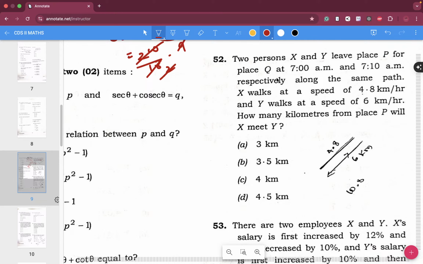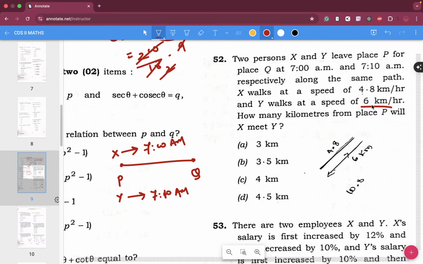Two persons X and Y leave the place P for Q. If this is your point P and this is your point Q, X is leaving in this direction and Y is also leaving in this direction. But X is leaving at 7 a.m. and Y is leaving at 7:10 a.m. respectively along the same path. X walks at the speed of 4.8 kmph and Y walks at the speed of 6 kmph.